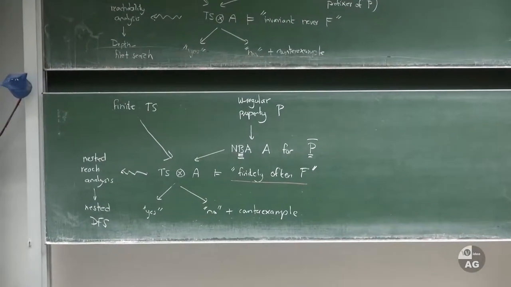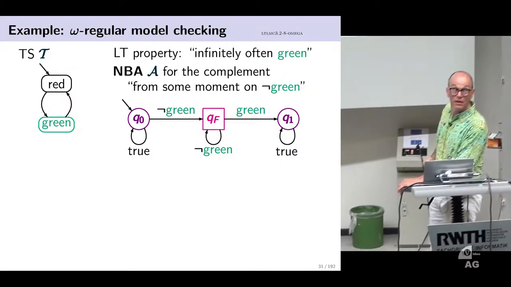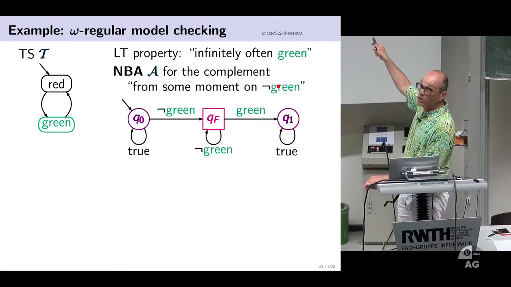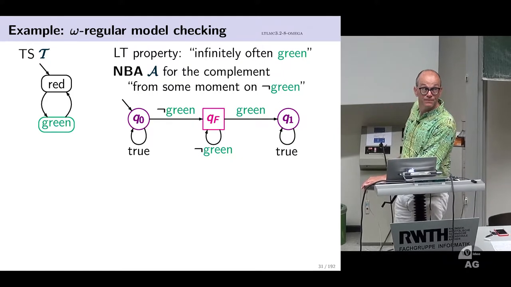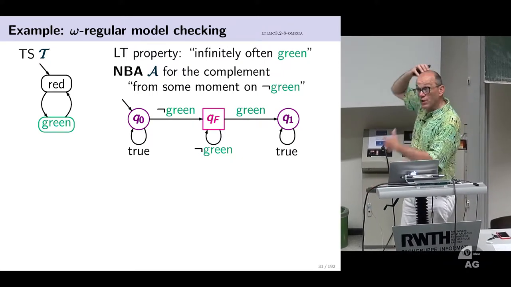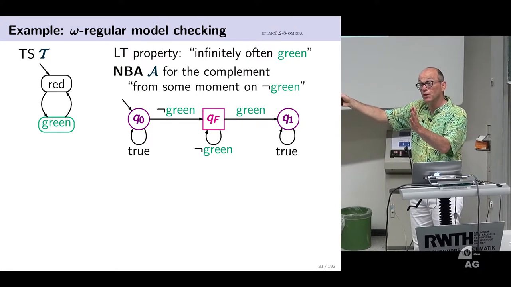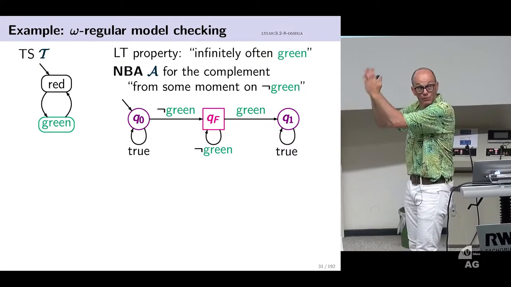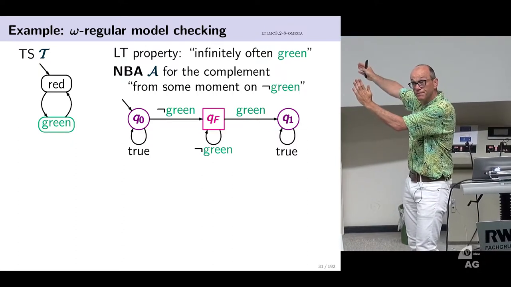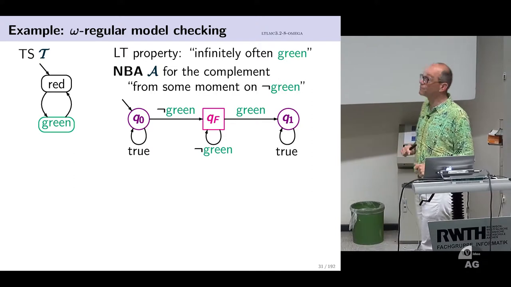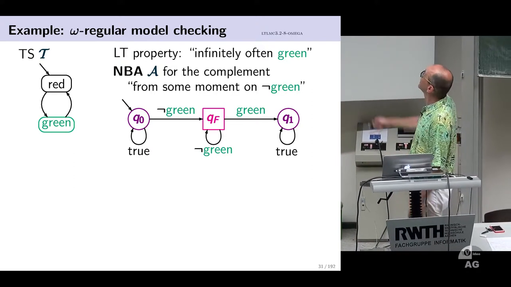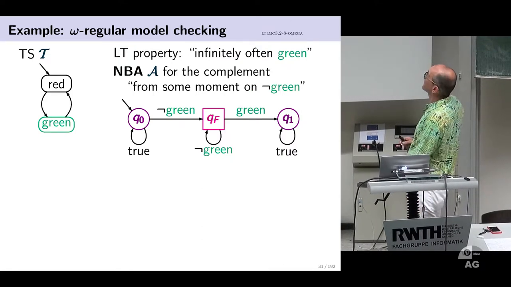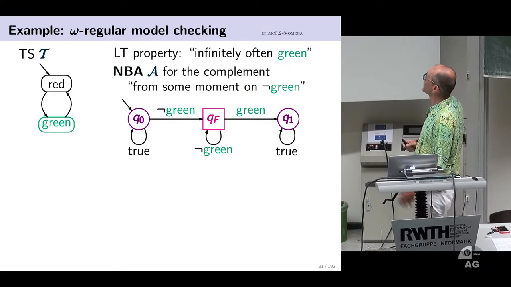The complement of infinitely often green, so the negation, says from some moment on we see not green. Yeah? We only see not green from some point on. Because that means we have a finite prefix. In this finite prefix, we can have every now and then green, but from some point on, we only see not green. Good. What's an NBA for this property, for the complement? From some moment on, not green. My claim is that this NBA, for instance, will do the job.